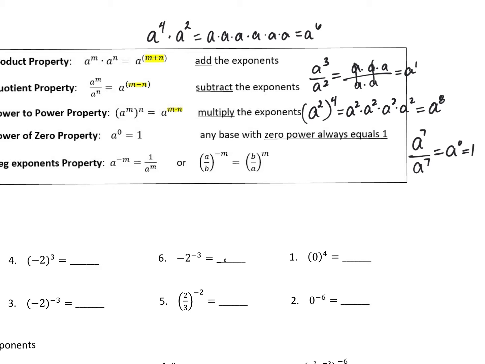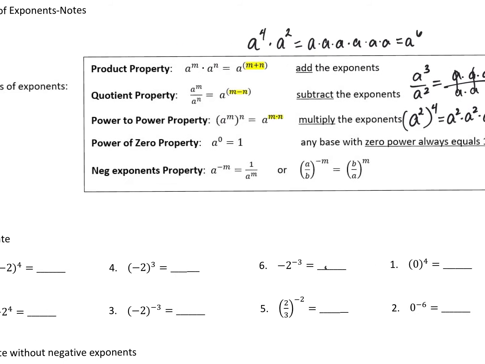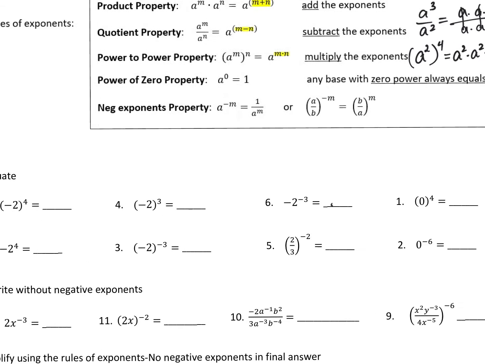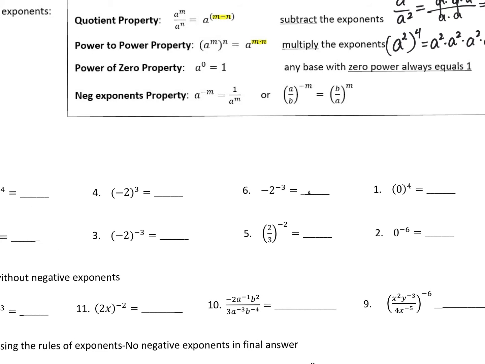And then the one that gets us the most, we have the most trouble with, is the negative exponent property. It says a to the negative m is equal to 1 over a to the m. And so here's my explanation on that. Like, why does the negative exponent mean it goes in the denominator? Well, if I have a to the fourth divided by a to the sixth, if I subtract my exponents, I get what? Negative 2, right? 4 minus 6 is negative 2.